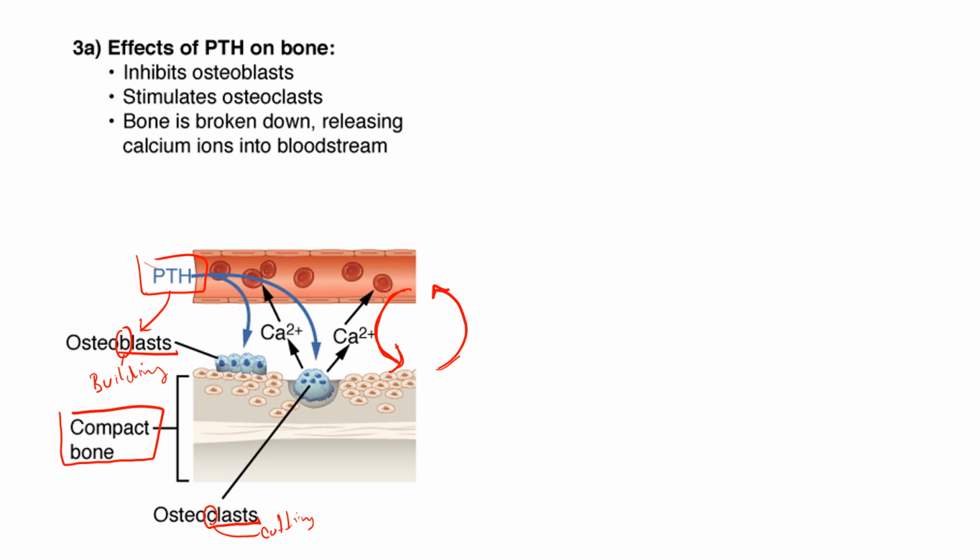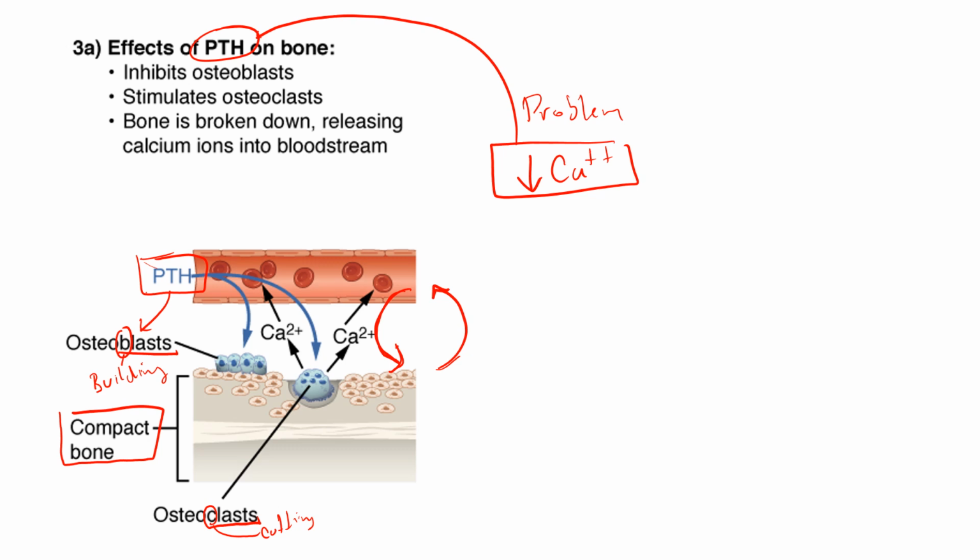So first, let's just think, what triggers the release of PTH by the parathyroid gland? What is the stimulus? The stimulus is low calcium levels in blood. That is the problem. That low calcium level stimulates the parathyroid gland. The parathyroid gland produces PTH. PTH is released into the bloodstream, and then travels through the bloodstream and reaches the bones.